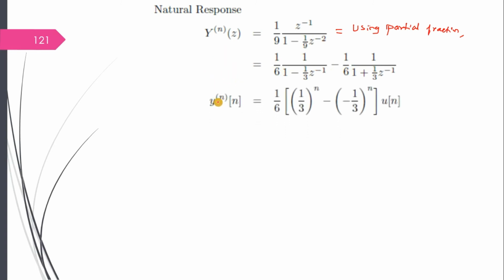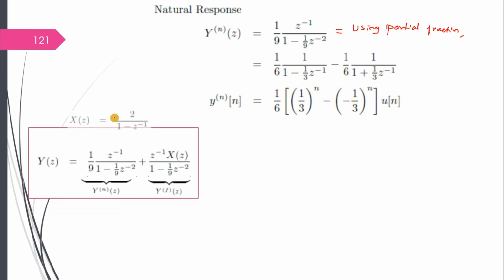Don't go for the time shift property here, because the time shift property of the bilateral Z transform and unilateral Z transform is very different. There is a z^-1 component you can directly take, and that is a bit difficult, so don't go for it. And here you can observe the denominator factor is z raised to minus 2. It's a quadratic equation, so you need to find its factors in terms of z raised to minus 1. That's why you get the partial fractions in here. So (1/6) times 1/(1 minus 1/3 z^-1) can be written as (1/3)^n. Here plus is there, that's why (minus 1/3)^n. 1/6 is taken common, u[n]. This is the natural response.